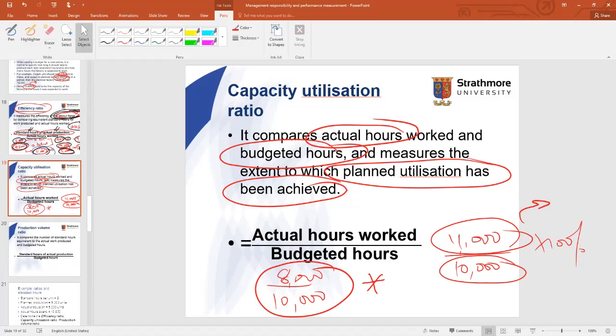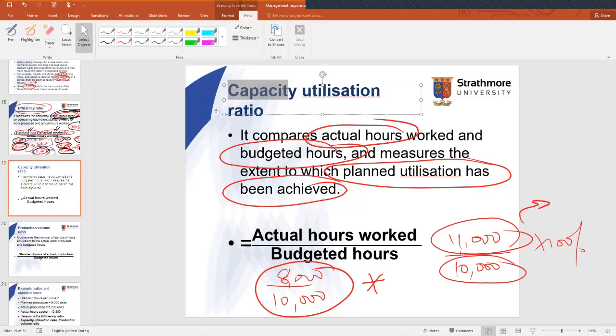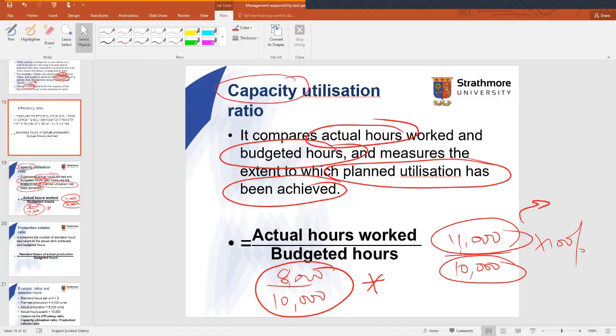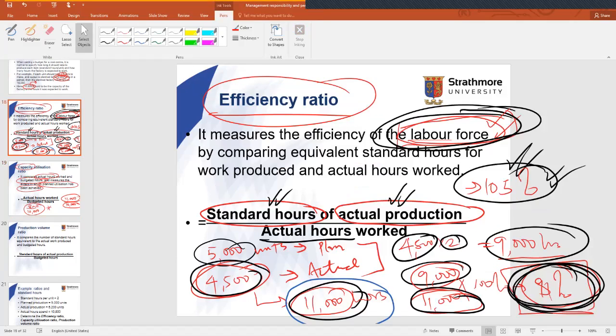I hope you're getting these formulas because you'll be given a question, and it's upon you to apply the formula. They're quite self-explanatory, they're quite easy, if you just introspect the meaning of each definition. This is capacity: to what extent have you utilized your capacity? Efficiency is how efficient you are in terms of utilizing your labor force.